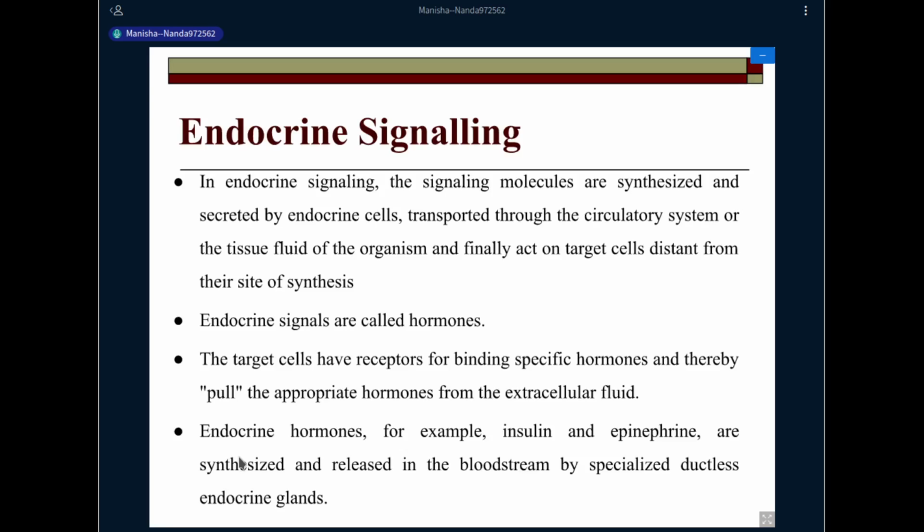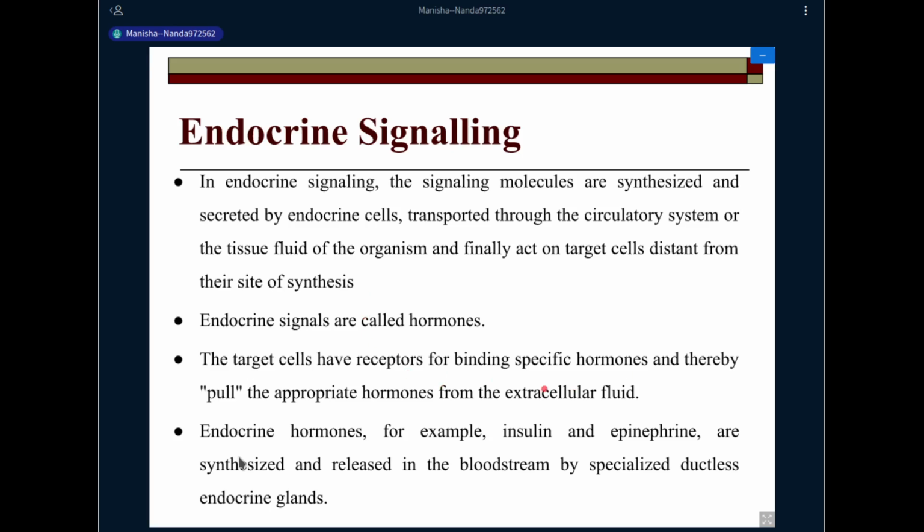Now let's move to endocrine. In endocrine signaling, the signaling molecules, that is the ligands or the hormones, are synthesized and secreted by endocrine cells, transported through the circulatory system or the tissue fluid of the organism, and finally act on the target cells distant from the site of synthesis. Endocrine signals are called hormones.